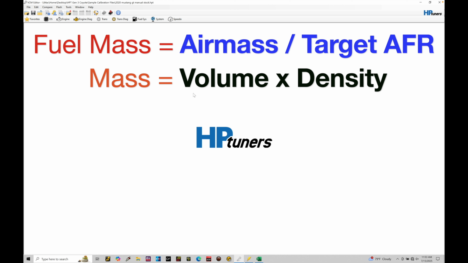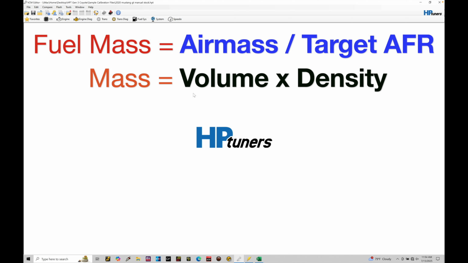Same thing with air temperature. If we're talking about the density of our air on a cold day versus a hot day, on a cold day, we'll have more oxygen molecules packed into the same volume, versus on a hot day, we have a lot less oxygen molecules packed into that same volume of air. In that situation, we're going to find that how much fuel we need to deliver to the motor is going to be completely different. So, volume of air is important. The density of air is also important. When we're talking about air mass, that's going to be accounting for both the volume and the density.